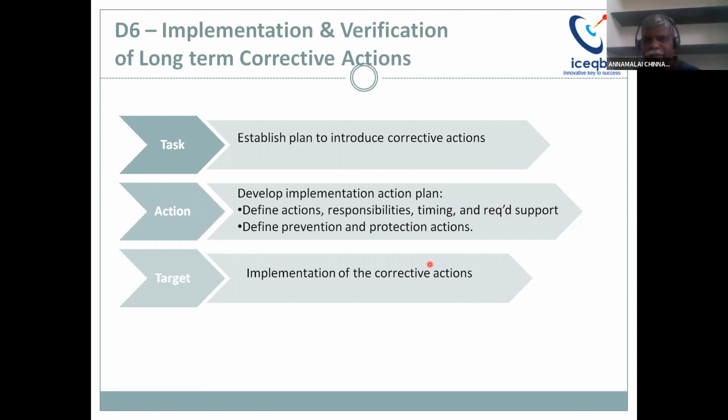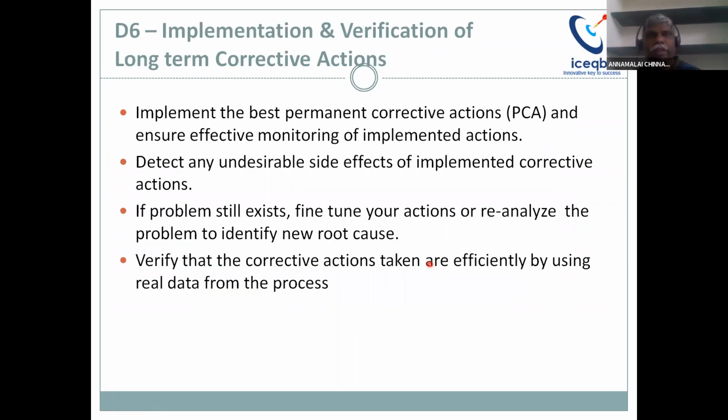So that is step number 7. Implement the best permanent corrective action and ensure effective monitoring of the implemented action. Say, for example, you analyzed that the root cause of the problem was that the temperature was very high. Then you decide that the temperature has to be maintained at 100 degrees centigrade. That is the action you have taken. You implement it and set the temperature at 100 degrees centigrade, and then you monitor on a regular basis whether the temperature is maintained at 100 degrees centigrade, right? So effective monitoring of the implemented action.